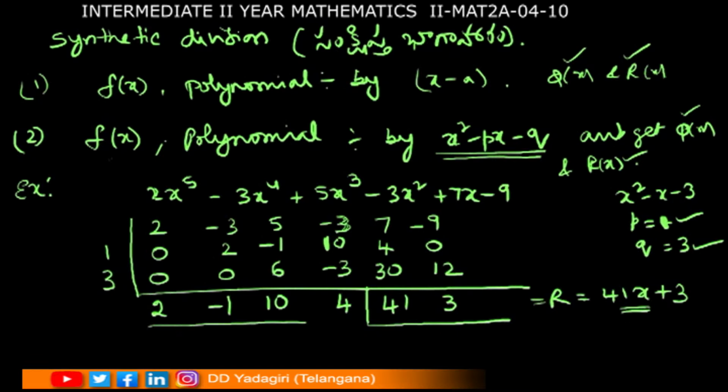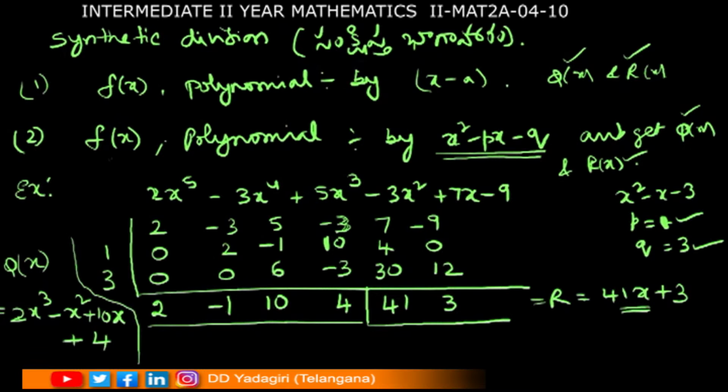What is q of x? Q of x is equal to constant, x coefficient, x square coefficient, x cube coefficient. Okay, 2x cube minus x square plus 10x plus 4. This is q of x, is it not? Because you are dividing the fifth degree equation by a second degree equation, you are getting the quotient as third degree, is it not? And the remainder is the first degree. Did you understand? This is how you divide a polynomial by x square minus x minus 3.